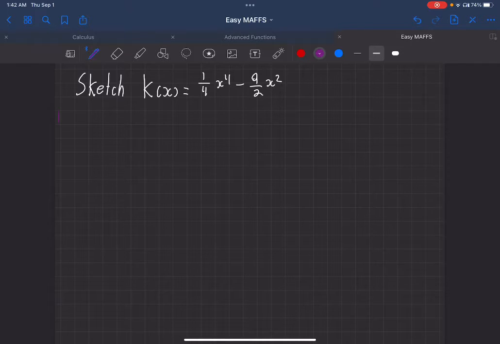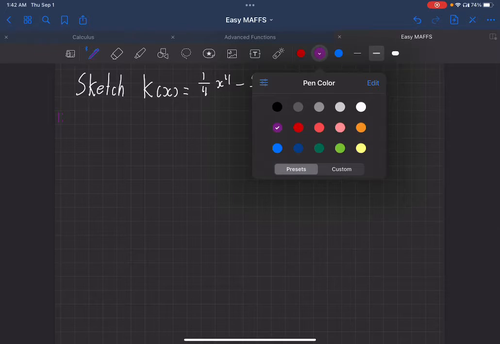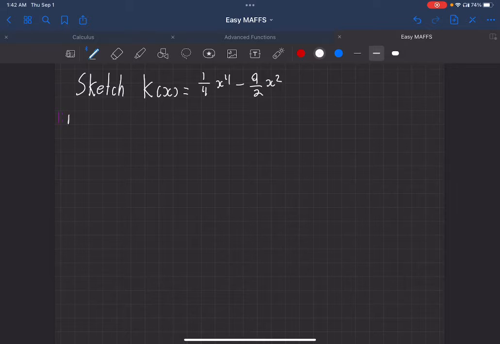Step one: we want to know if there are any restrictions on this function. Given that it is a polynomial function, there are no restrictions, no vertical or horizontal asymptotes. So we can write: no restrictions.